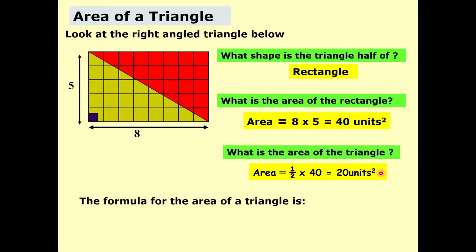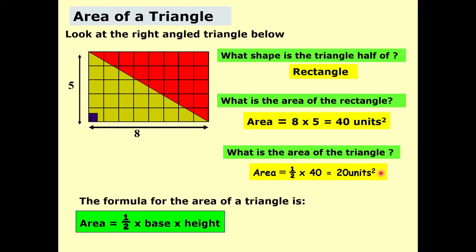Therefore, the formula for the area of a triangle is half times length times breadth. However, when we're talking about triangles, instead of length and breadth, we're going to be using base times height. So the base is 8 and the height is 5. So the area of a triangle, for short, is A equals half base times height. So area equals half BH. So this is how we can write it shorthand.